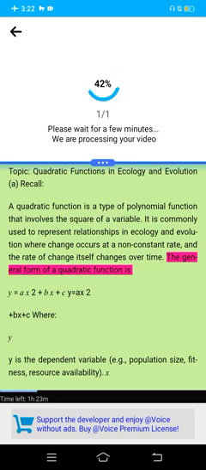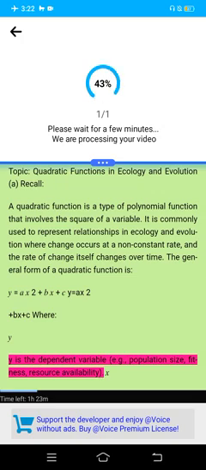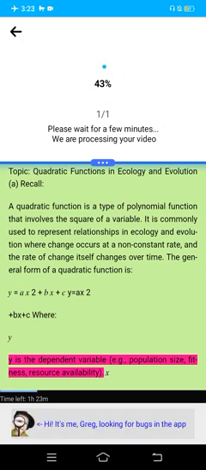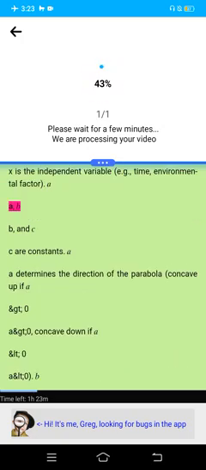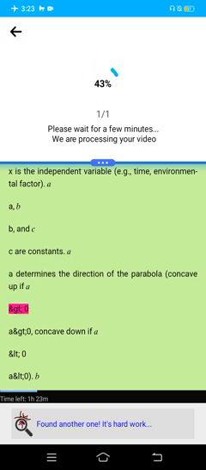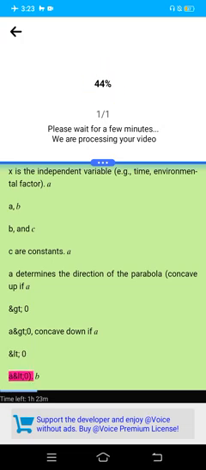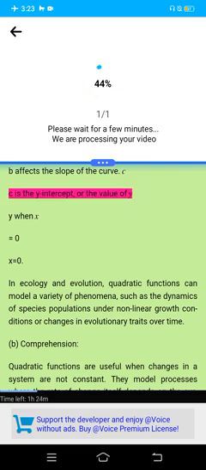The general form of a quadratic function is y equals ax² plus bx plus c, where y is the dependent variable, e.g., population size, fitness, resource availability. x is the independent variable, e.g., time, environmental factor. a, b, and c are constants. a determines the direction of the parabola: concave up if a is greater than 0, concave down if a is less than 0. b affects the slope of the curve. c is the y-intercept, or the value of y when x equals 0.